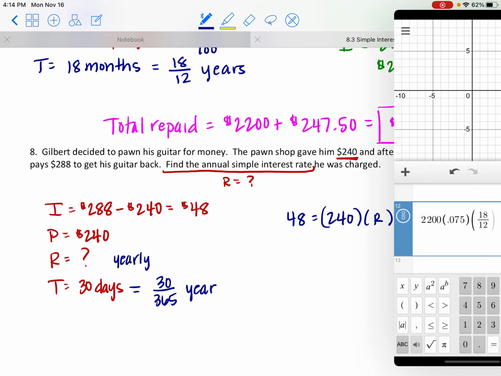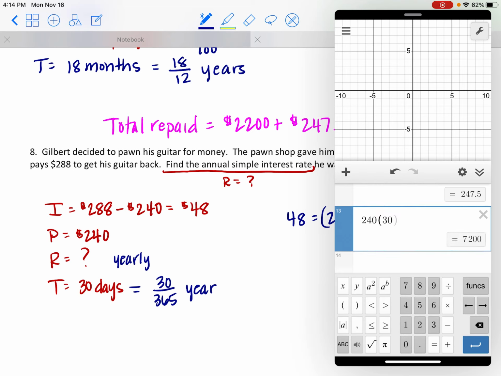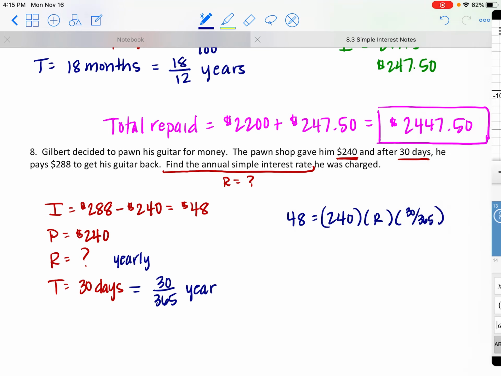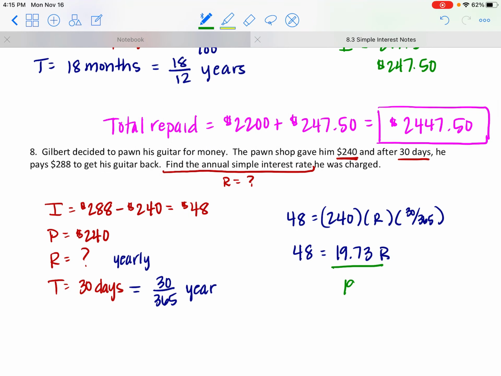So we have 240 times 30 over 365, which is that amount. And let's just say that's about 19.73-ish. So 48 is going to be about 19.73 times R. So we want to divide that amount over. So we're going to divide 19.73.